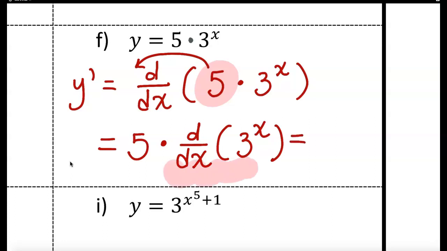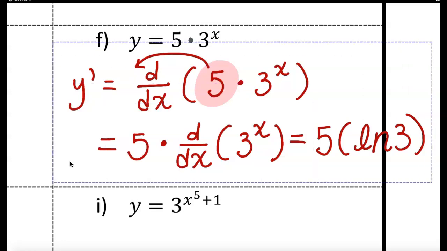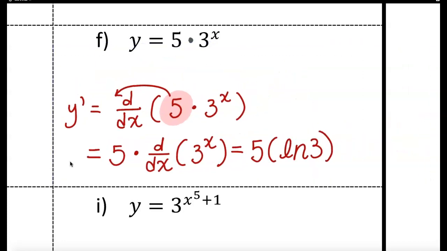Isn't this just like what we did on the previous problems, right? So I'm going to get 5 times natural log of what number? 3. And that's getting multiplied by 3 to the x power. I'm out of room. Let me make this a little bit smaller. That's getting multiplied by 3 to the x power.